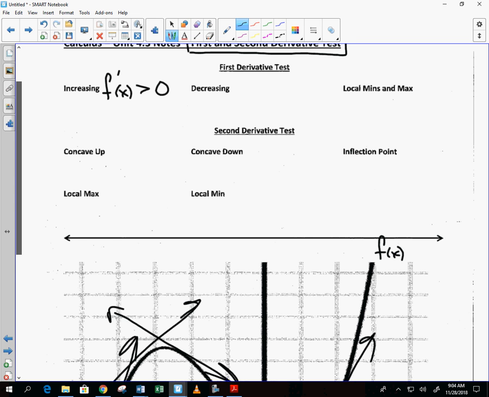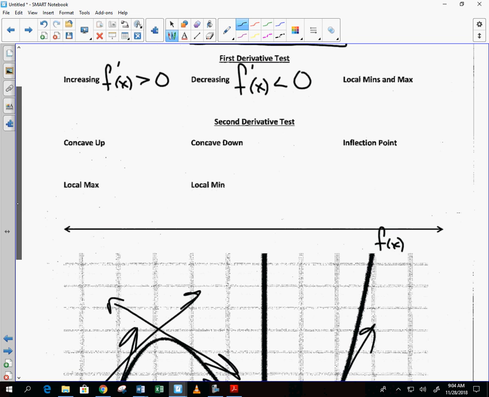I cannot overstate how important it is to internalize and memorize everything I write on this upper part up here. You will use it for the rest of the year. Decreasing is where f prime of x is less than 0. A local max or a local min will happen in this situation. Okay?